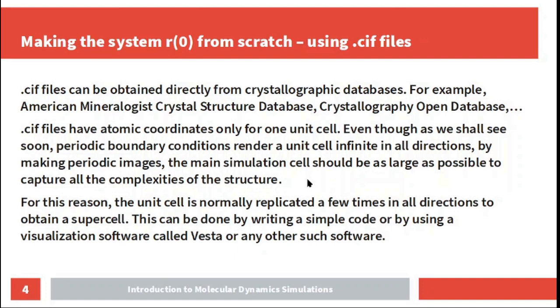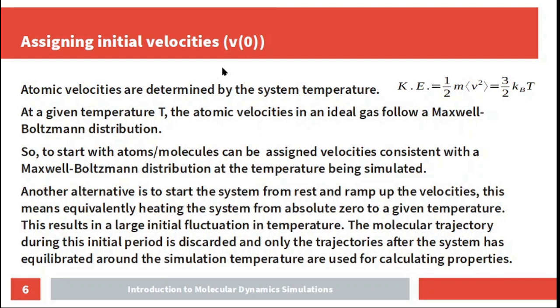Because if your unit cell is small and you make periodic copies of it, you might get an infinite structure, but the problem would be you are going to get periodic images of the same simple structure. We'll see, it will get clearer as we go forth. But the point is, if you want to have a large simulation cell and from the CIF file you have coordinates only for one unit cell, then what you can do is replicate your unit cell a few times in all directions to obtain a supercell. For example, this can be done by writing a simple code or by using a visualization software called Vesta. Then how to assign the initial velocities.